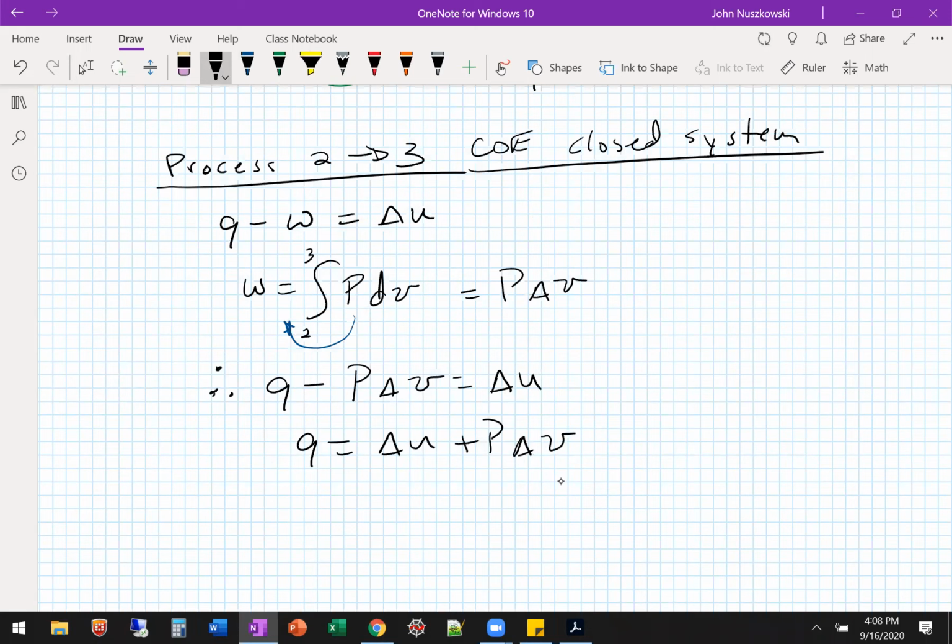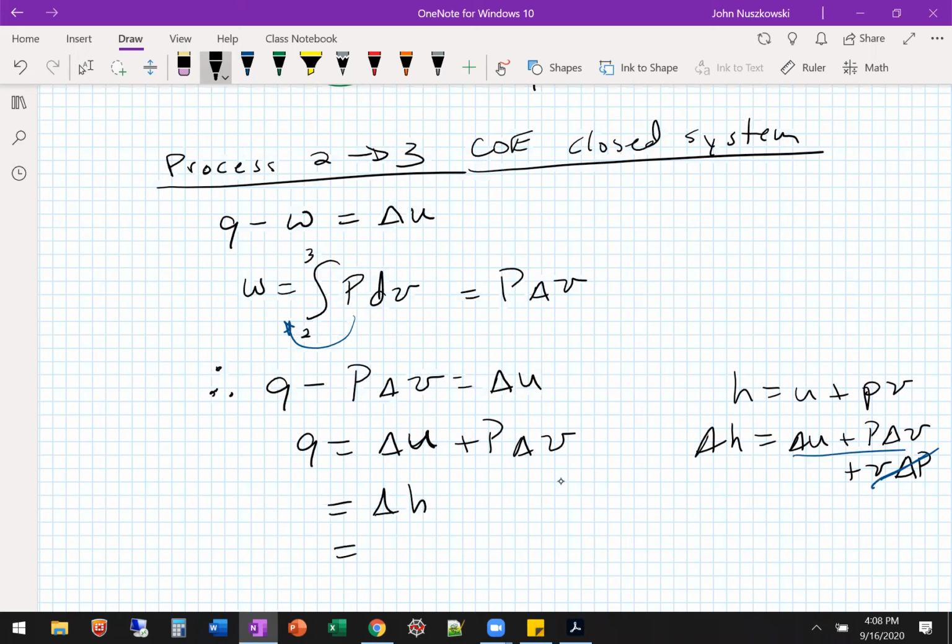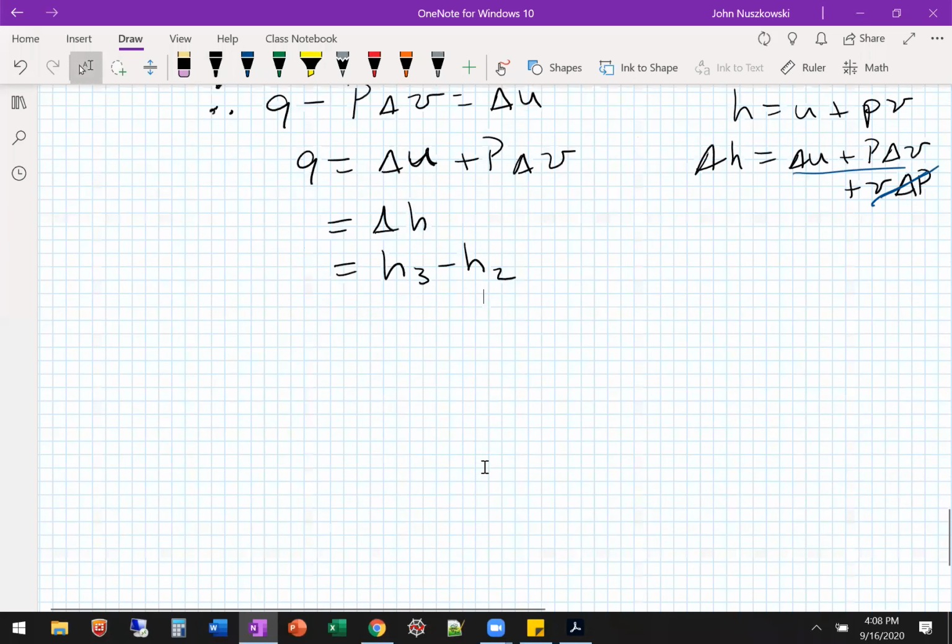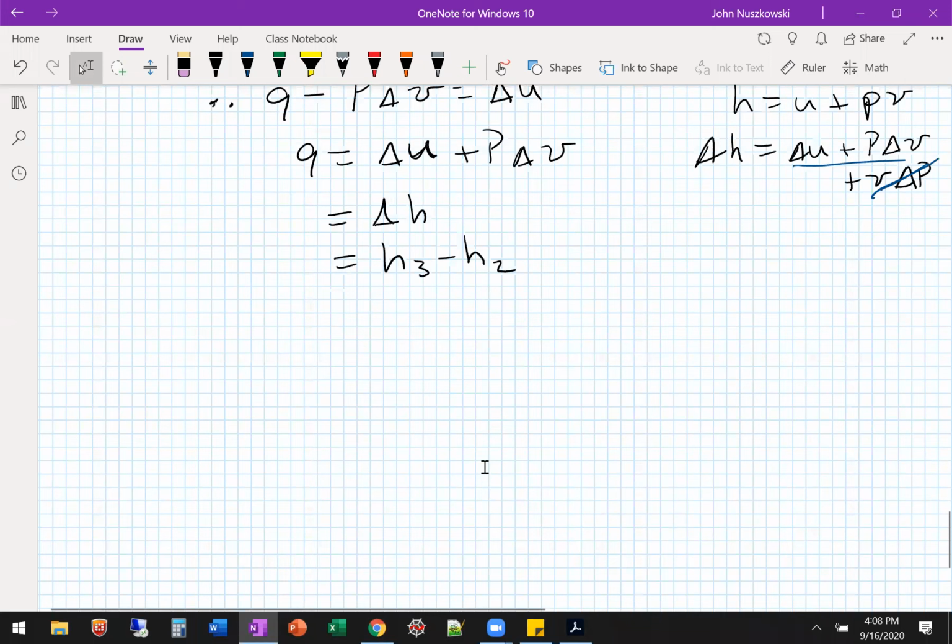All right, so we have delta U plus P delta V. That's the same as enthalpy, right? Since pressure is held constant, again, for that process, it ends up being the same as enthalpy. All right, so then we just have enthalpy at 3 minus the enthalpy at 2.